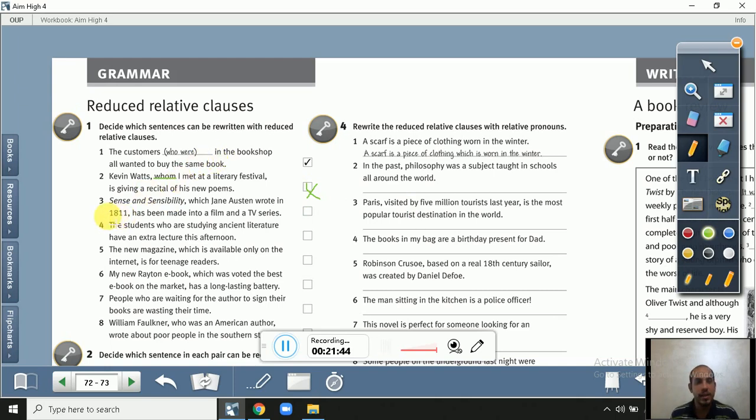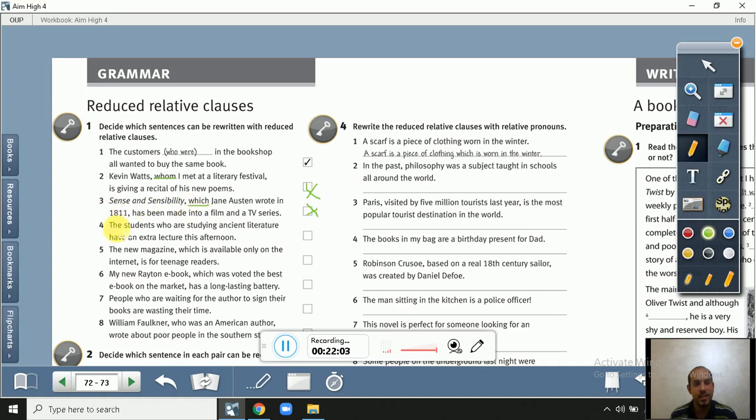The third one, Sense and Sensibility, which Jane Austen wrote. What do you think? Can we omit this? Actually, no, because it is not combined with the verb to be.